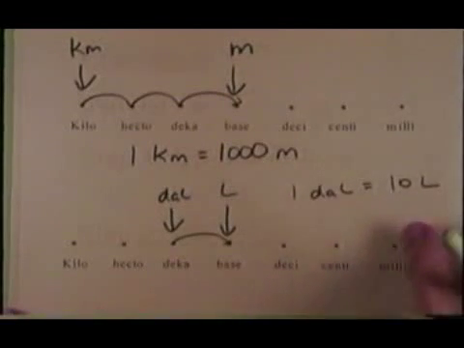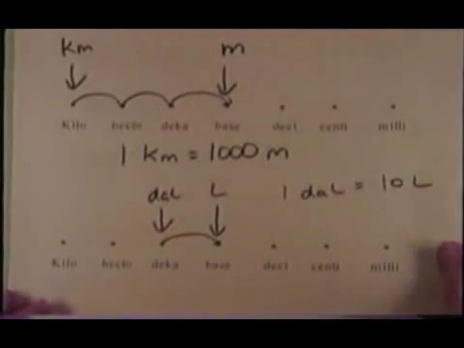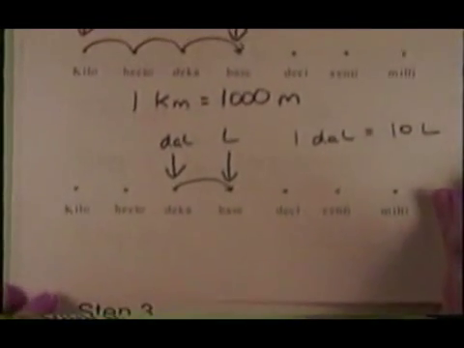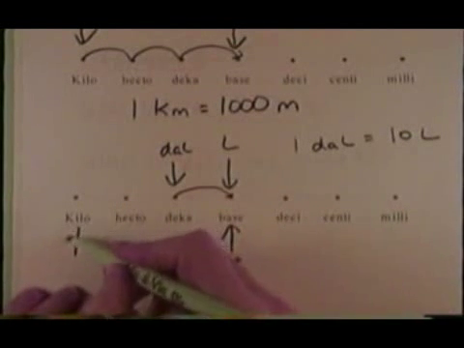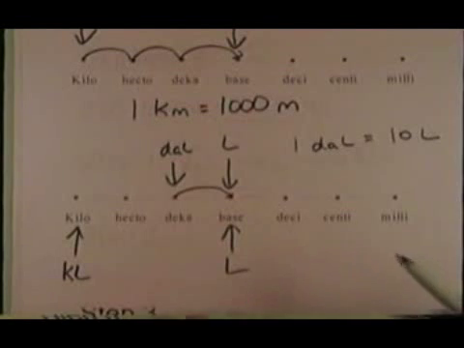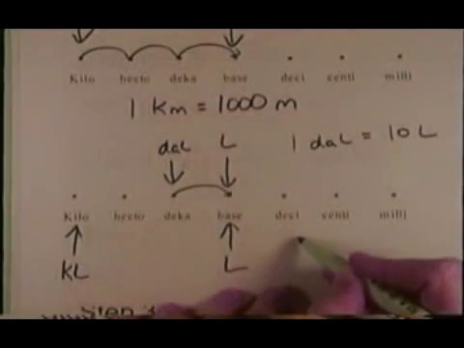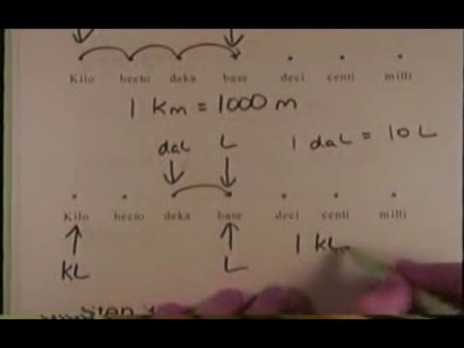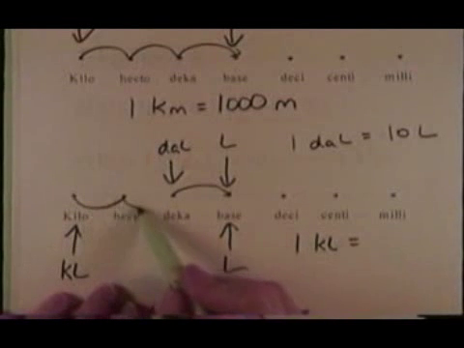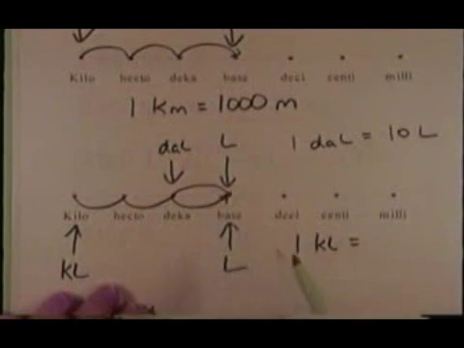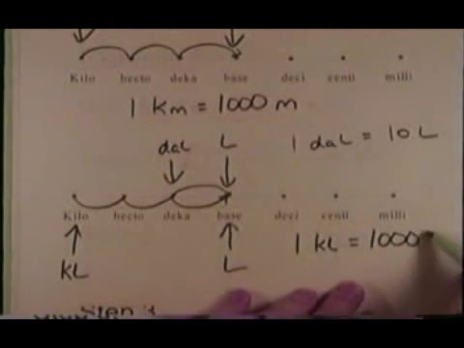Let me go back and remind myself what the other one was that I needed. Liters to kiloliters. So that would be here, liters, and here, kiloliters. Kiloliters are on the left, so that makes that the larger unit. So I put 1 with the kiloliters, equals. Then I count the moves, 1, 2, 3, to get back to the base. So that's 10 times 10 times 10, 1,000 liters.